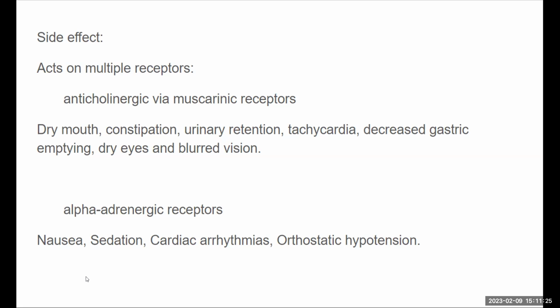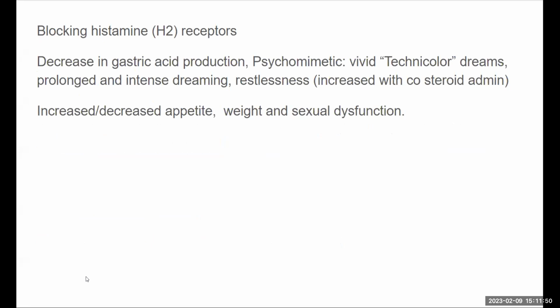The anticholinergic side effects are quite well known: dry mouth, constipation, urinary retention, tachycardia, dry eyes, and blurred vision. The adrenergic side effects, the more famous ones, are cardiac arrhythmias and orthostatic hypotension, which is even more important in the elderly patient, because once they are started on it, any dizziness may lead to falls. Histamine receptor blocking causes decreased acid production, vivid dreams, restlessness, especially if taken with steroids, and a change in appetite.